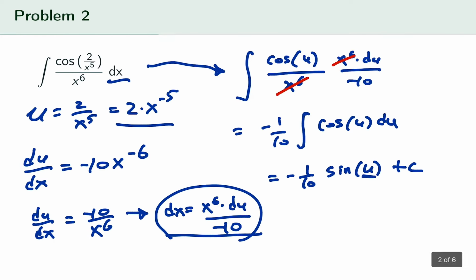And now put back what u is in terms of x. So our final answer is this right here.